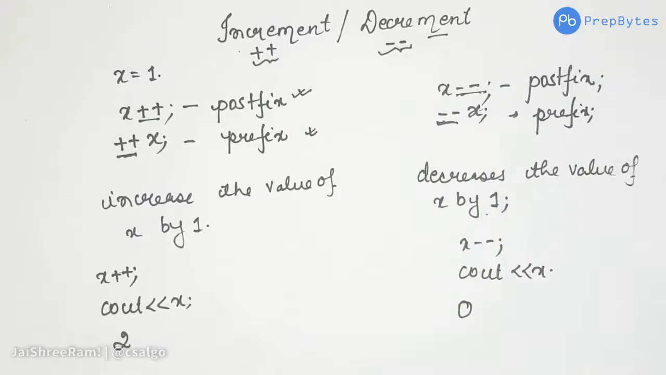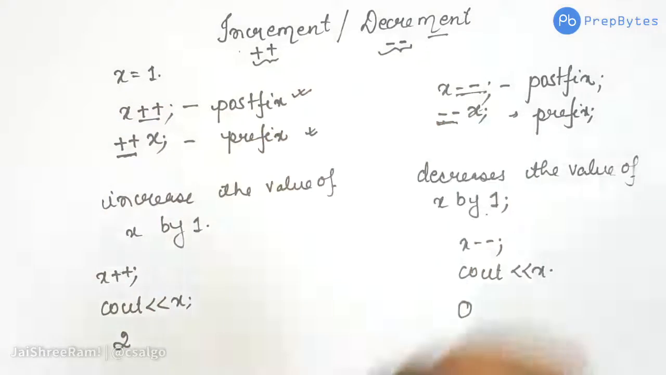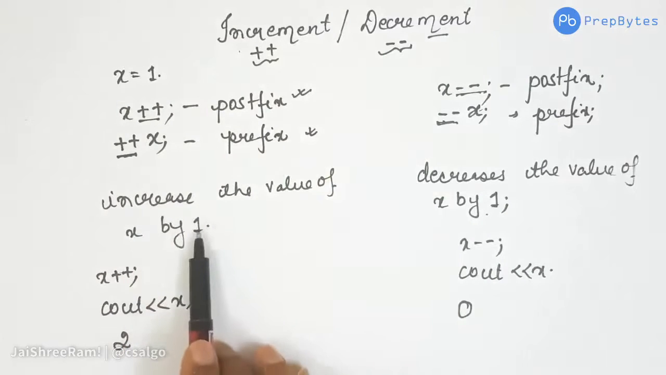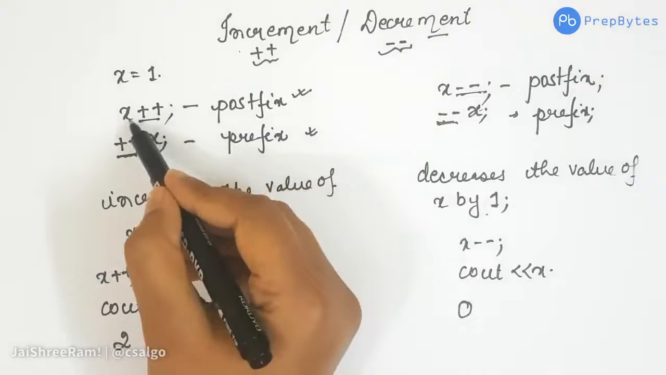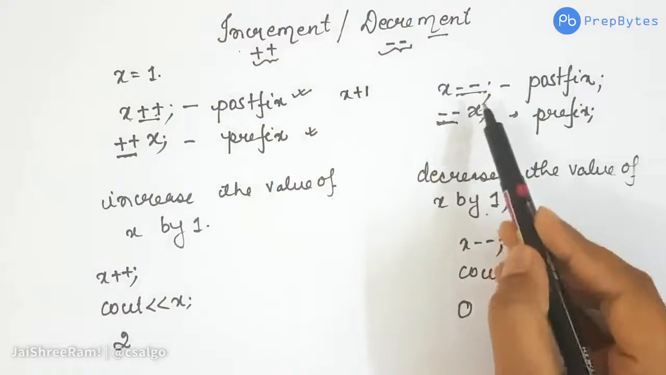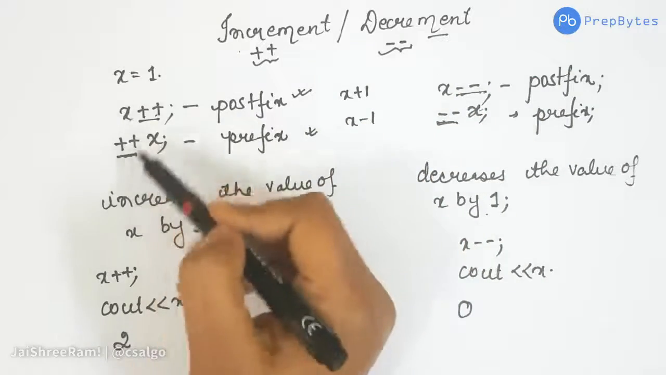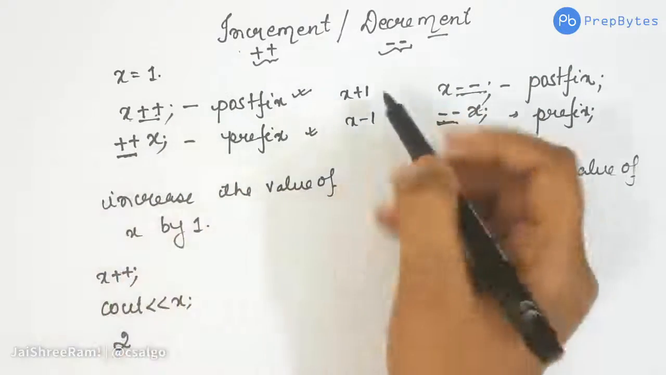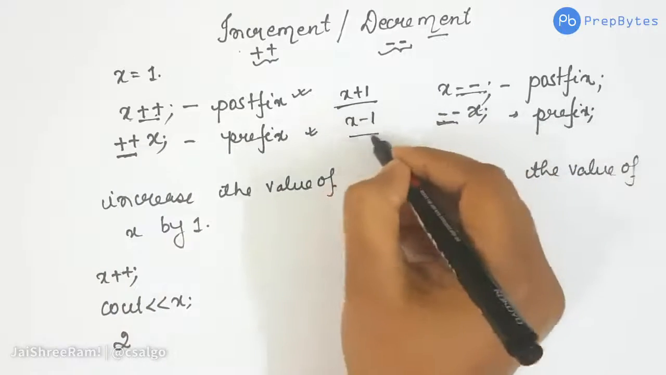Now let's see several scenarios to understand the difference between postfix and prefix. Just to repeat, increment increases the value by 1 and decrement decreases the value by 1. So I can say that x++ is equivalent to x + 1 and x-- is equivalent to x - 1. So in both the cases, x++ or ++x is equal to x + 1. x-- or --x is equivalent to x - 1.